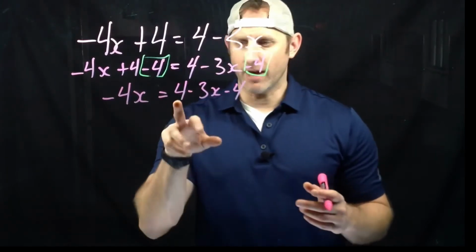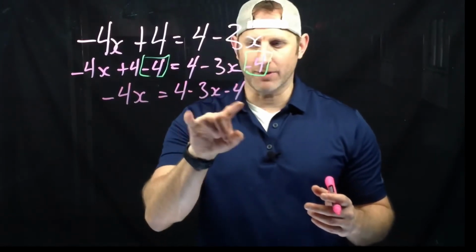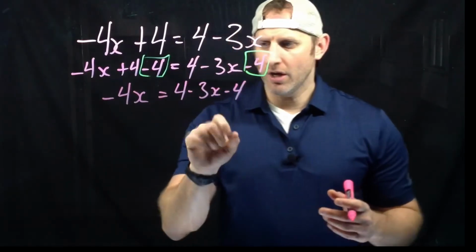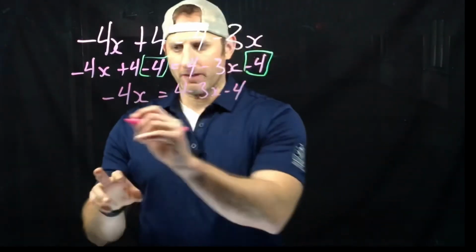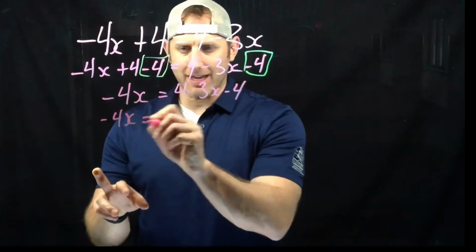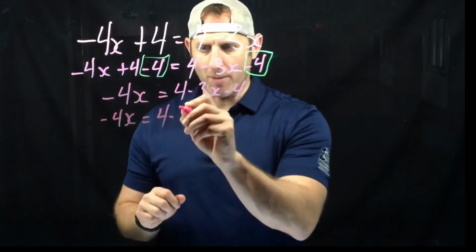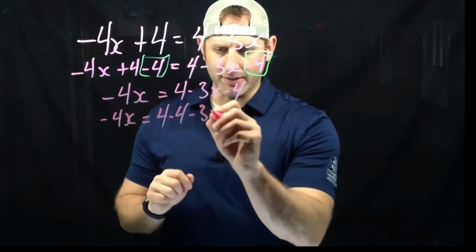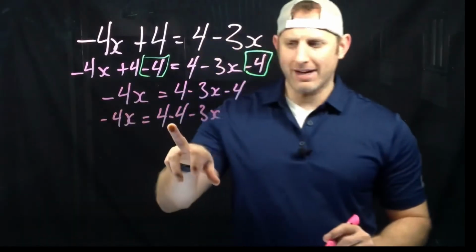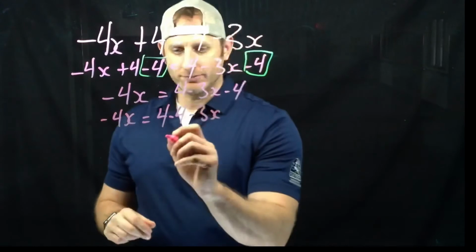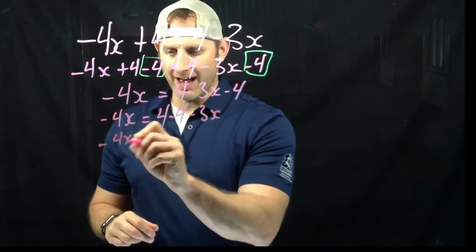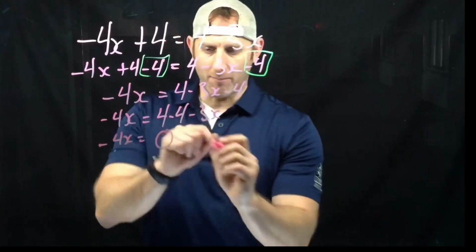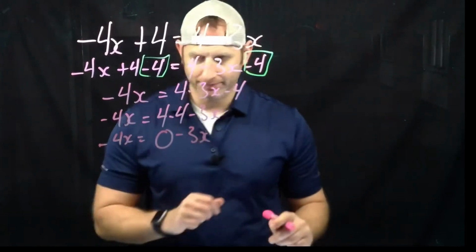Okay, there's not a variable behind them, they're just little singles. So let's put those together. Let's go negative 4x equals positive 4 minus 4. I'm just going to move that over here, and then move negative 3 behind it. Positive 4 minus 4 is 0. So we'll have negative 4x equals 0 minus 3x.